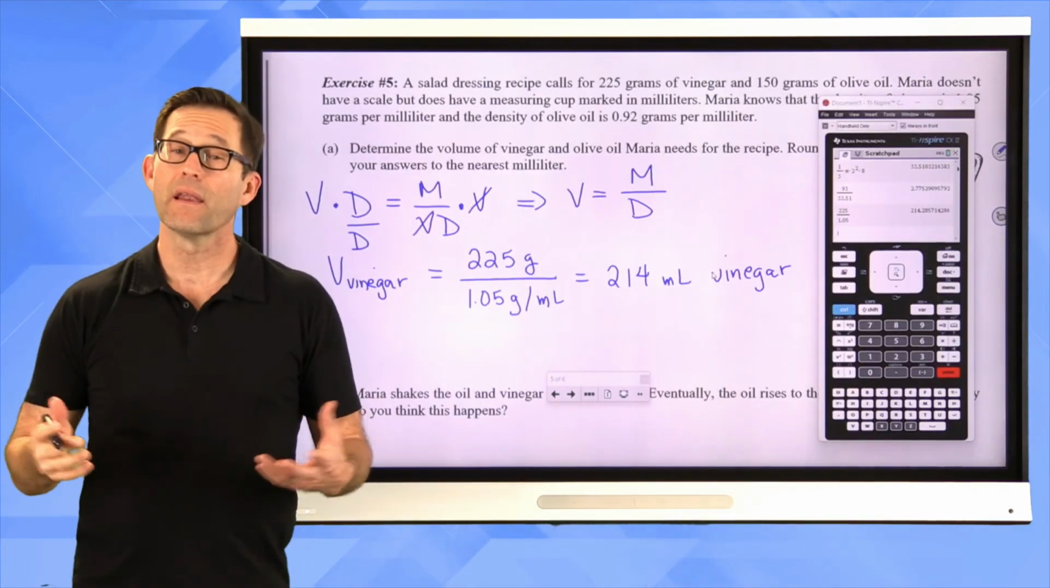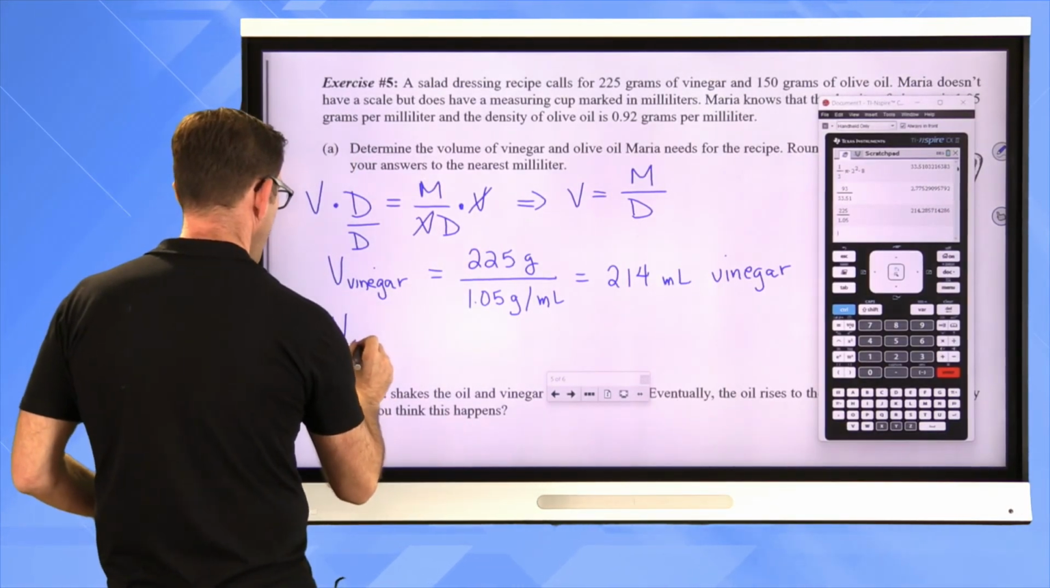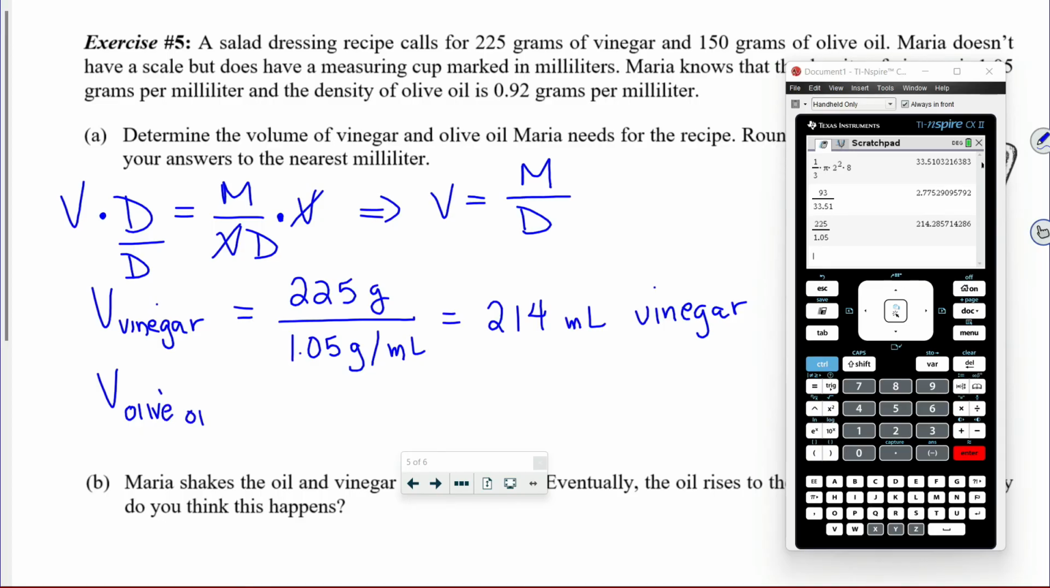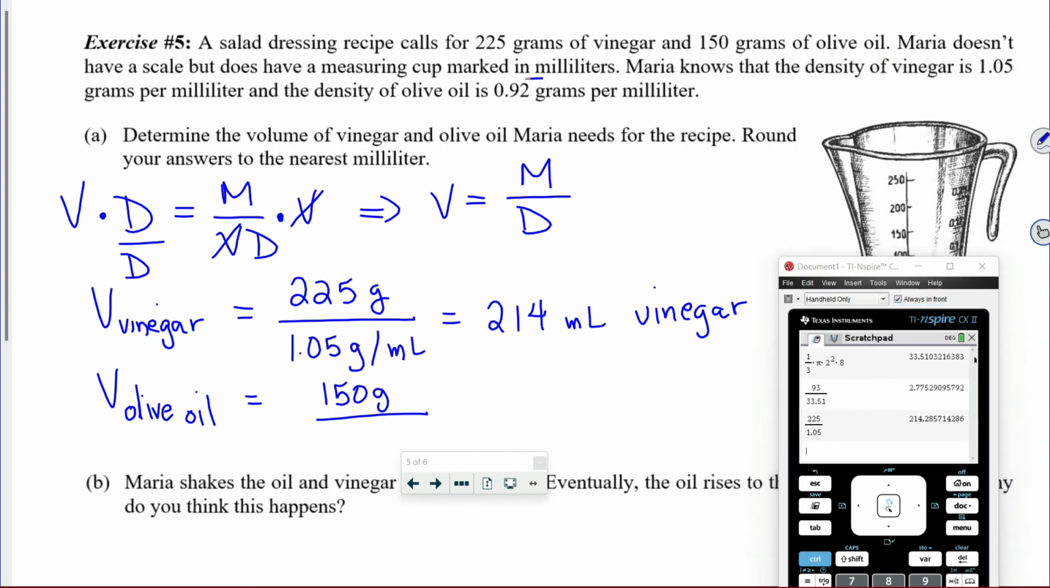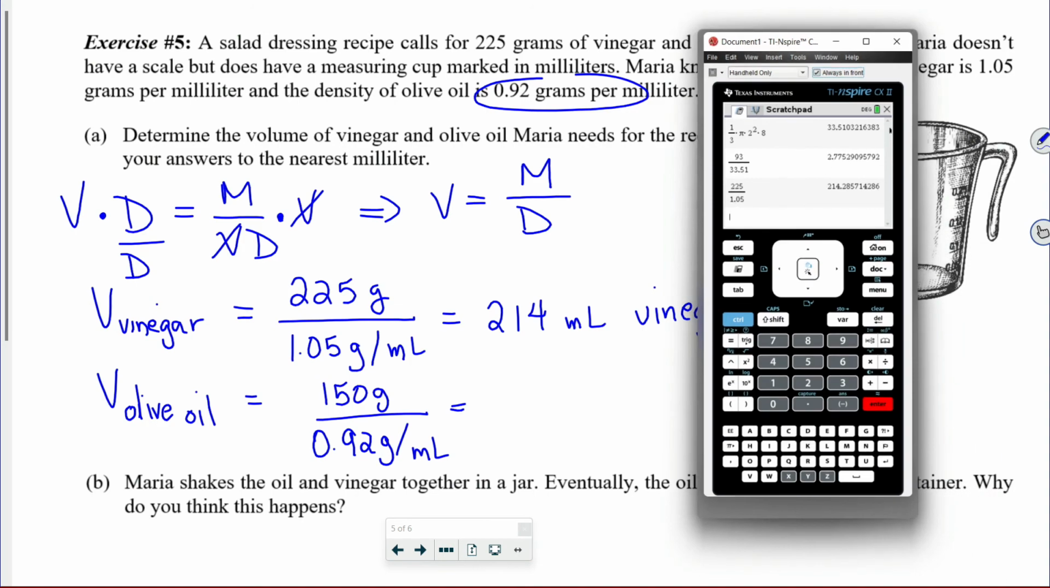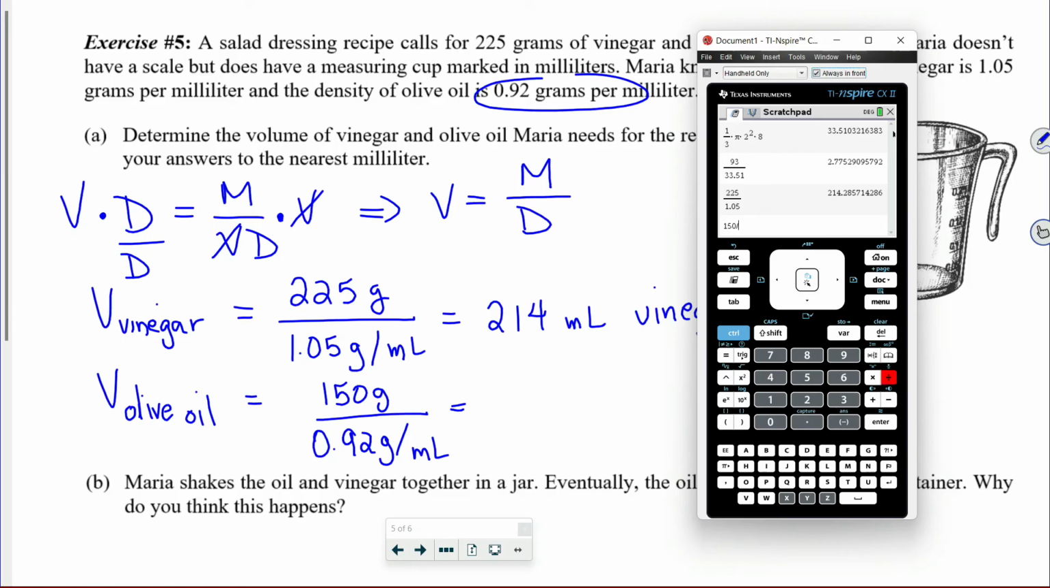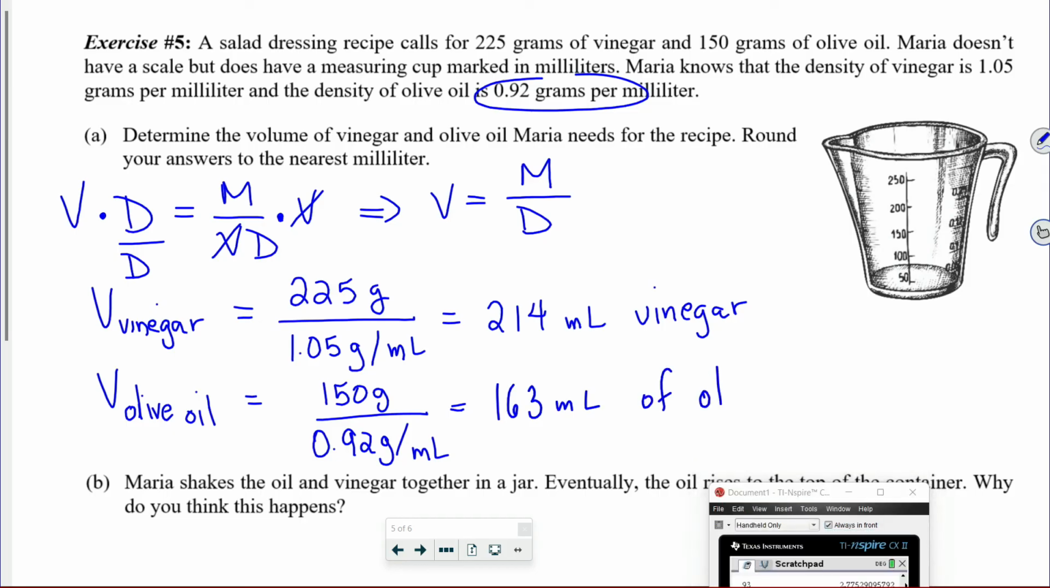Okay? And likewise, if I want the volume of my olive oil, that's going to be the mass of my olive oil, 150 grams, divided by its density, which is 0.92 grams per milliliter. We now get, let's see, 150 divided by 0.92, we get 163 milliliters of olive oil.